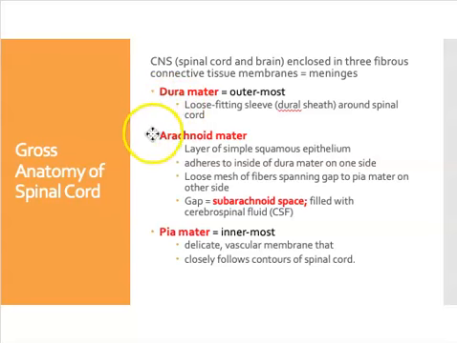The arachnoid mater is just underneath the dura mater. This is actually a layer of simple squamous epithelium. It adheres to the inside of the dura mater on one side, and then on the other side, it creates this sort of a meshwork that also creates a gap, a space, until it runs into the third layer, which is called the pia mater.